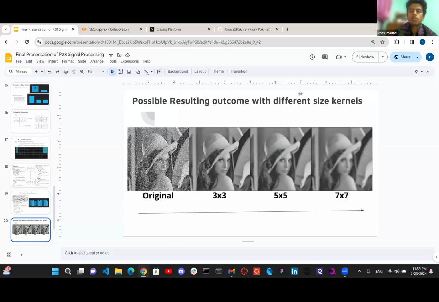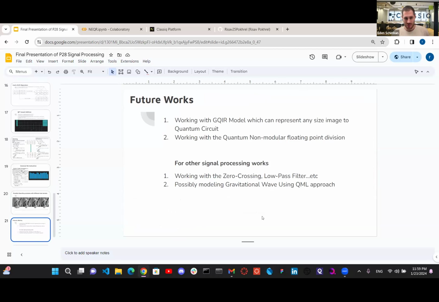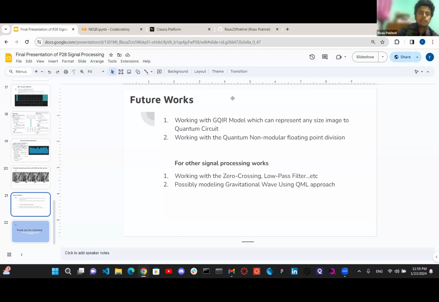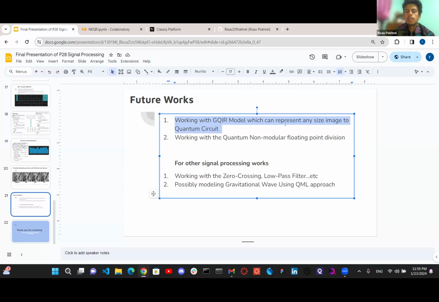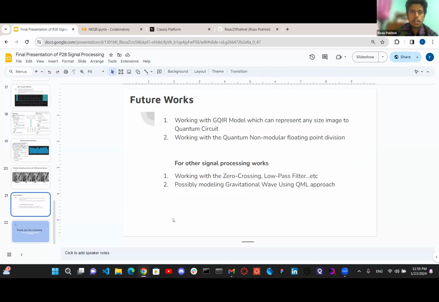Okay, possible outcomes with the different circuits. If this is the original image, then using the different sizes for the... Sorry, so maybe concluding words, because we are out of time. Okay, only this slide. This is future work: working with the GQR model, we can represent this and everything.